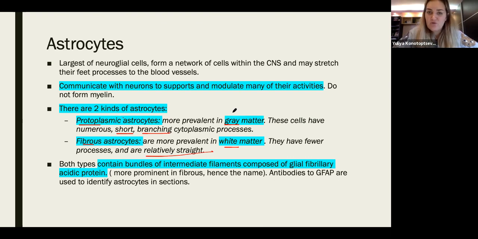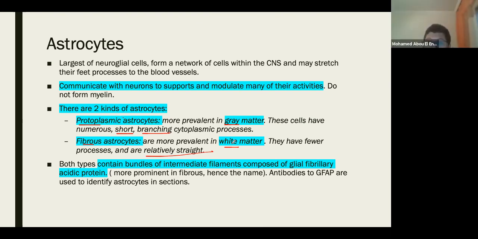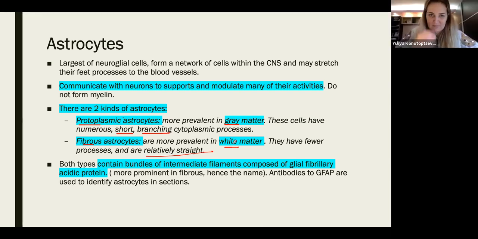In the brain, which one is the outer, gray or white? Gray. Okay, gray is the outer, white is the inner. So you should know that the protoplasmic are going to be the outer and the fibrous are going to be the inner. In the spinal cord, it's the opposite, right? White is the outer, gray is the inner.